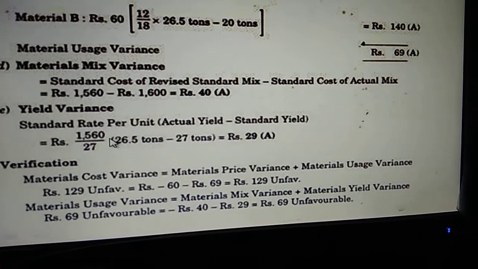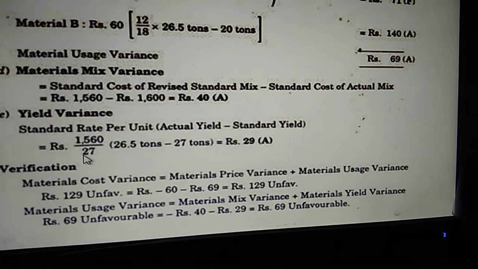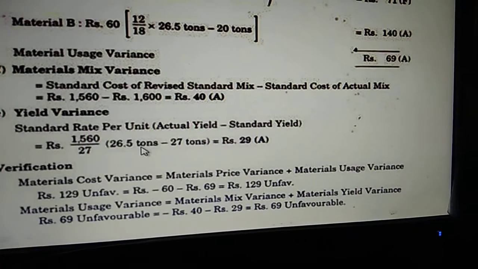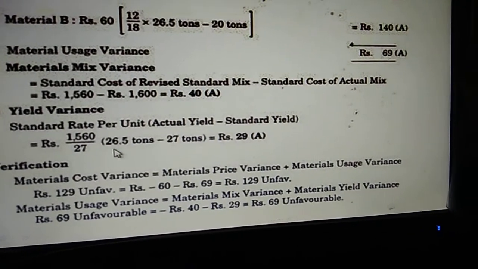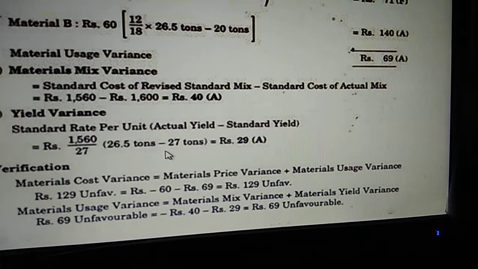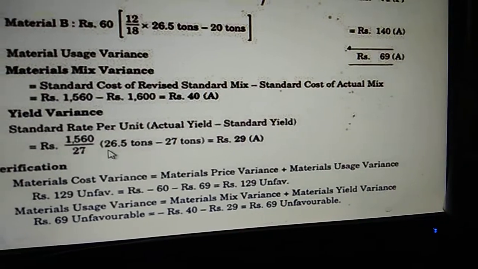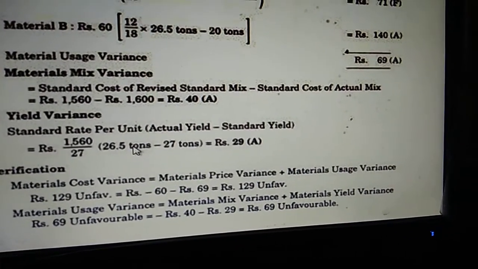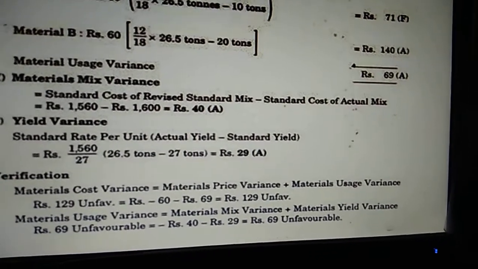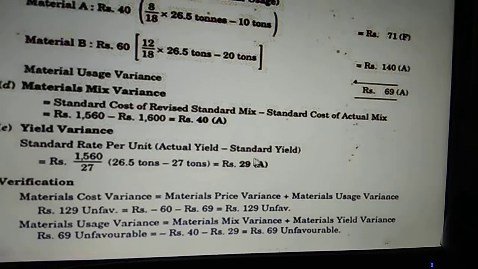1560 total, divided by 27, and the actual yield is 26.5 tons, and the standard is 27 tons. So the actual yield is less now. If the actual yield is less, remember it's a loss. Only for yield, remember, if the actual is less, it is a loss, or adverse we can say. 20 adverse is there.